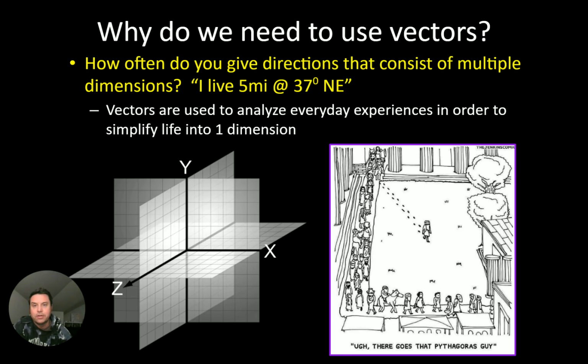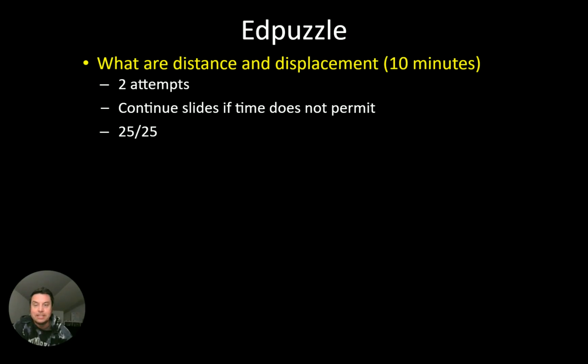And then there's the Pythagorean theorem, right? A squared plus b squared equals c squared. So you might need that for a triangle from time to time. And then here's another instance.